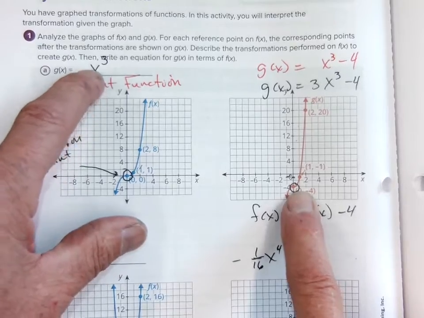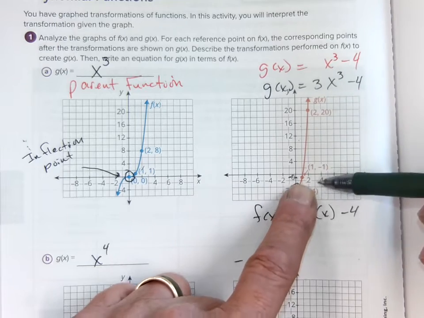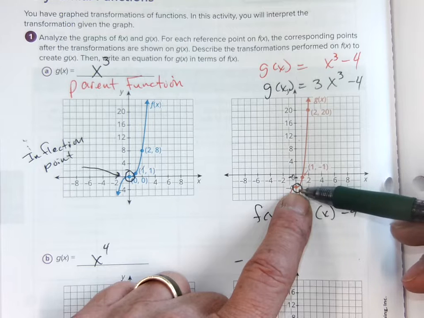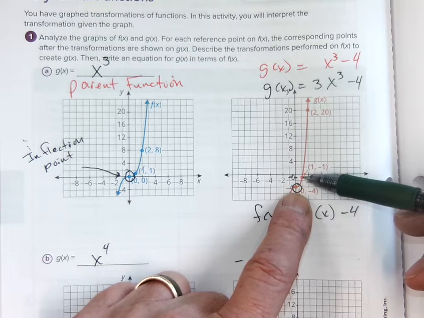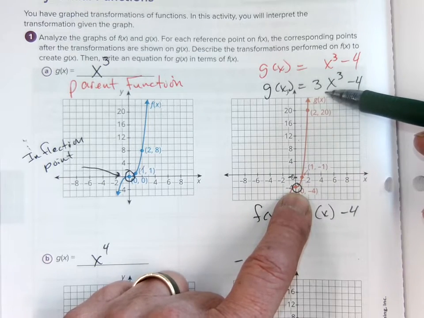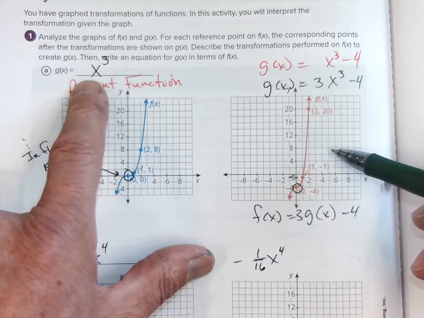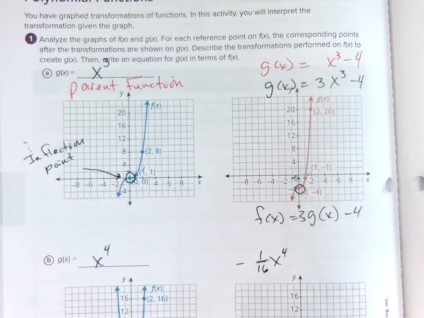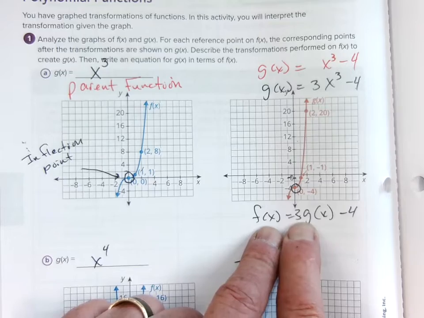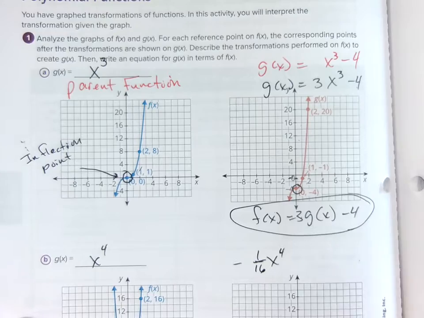We noticed that it had gone down 4, and it's also taller. So it went from a value of 1 to about 3 instead of 1. And so I noticed that the values are all going to be tripled. So g of x, this new equation, is going to be 3 times my parent function and then down 4. So here's what we said. If you want to make f of x, take g of x, stretch by 3, and then take it down 4. So this would be the equation for f of x in terms of g of x.